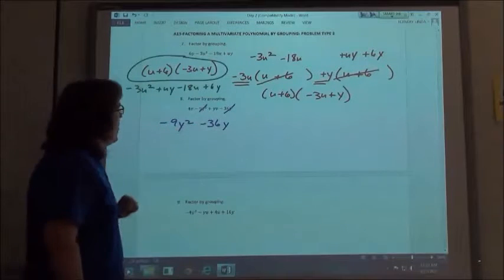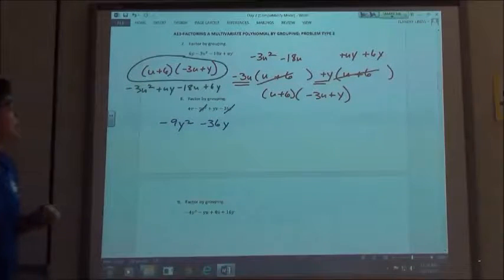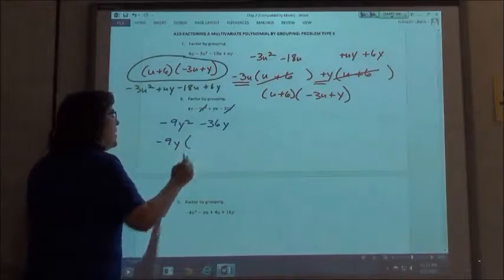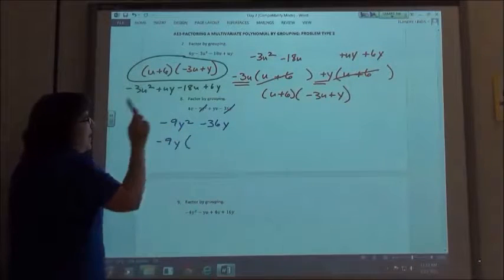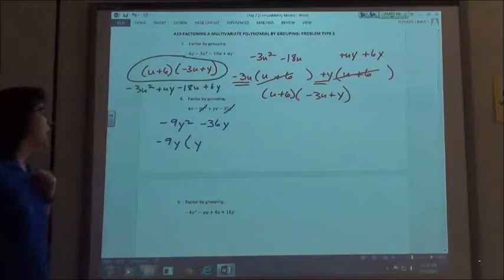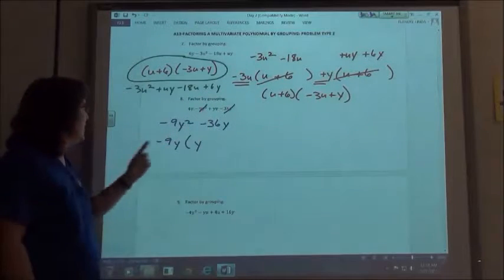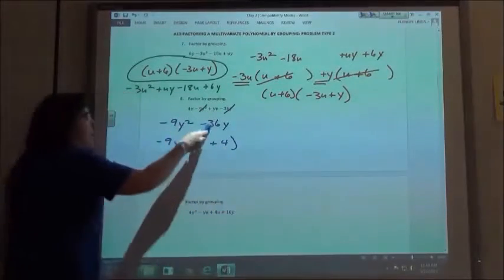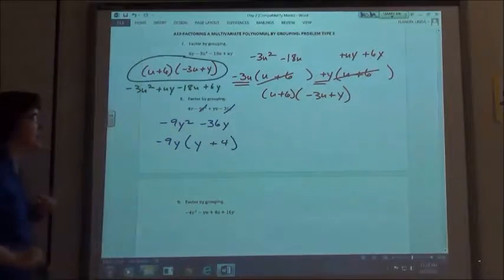But here, both of those have what in common? In this case, I can divide them both by a negative 9 and by a y. So negative 9y is my common factor. If I divide negative 9y squared by negative 9y, I'm just left with a positive y. And negative 36y divided by negative 9y is positive 4, right? Negative divided by a negative makes that positive.